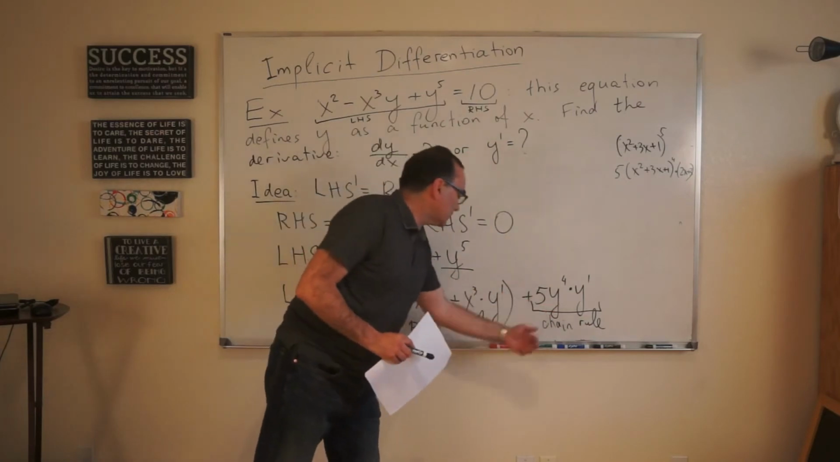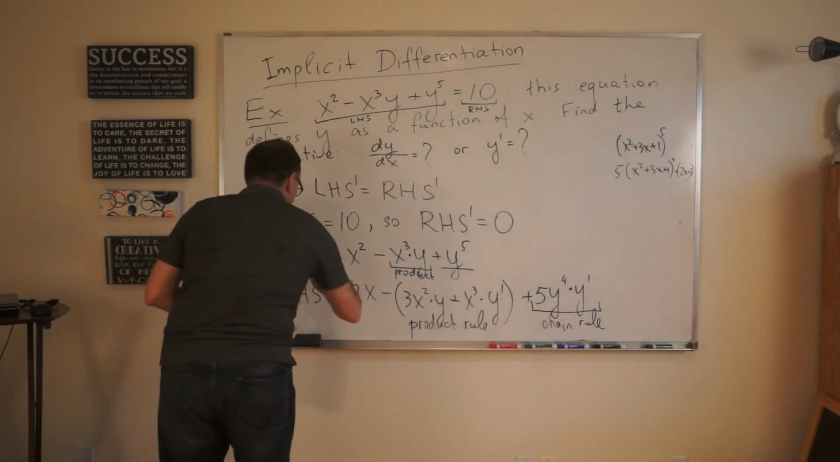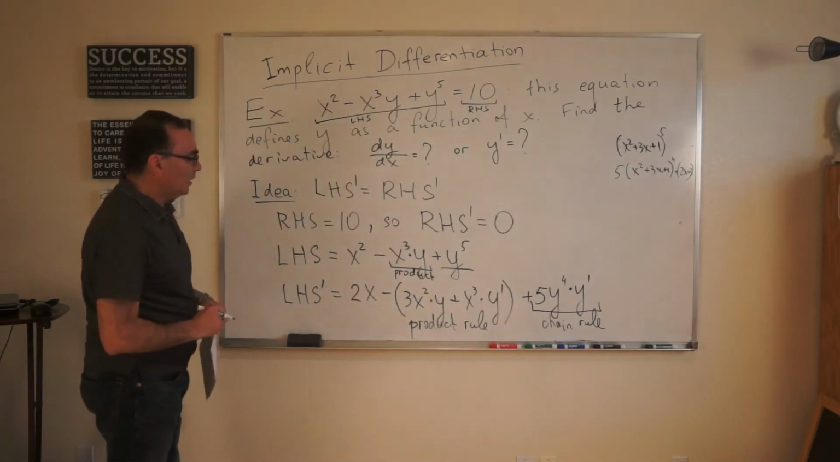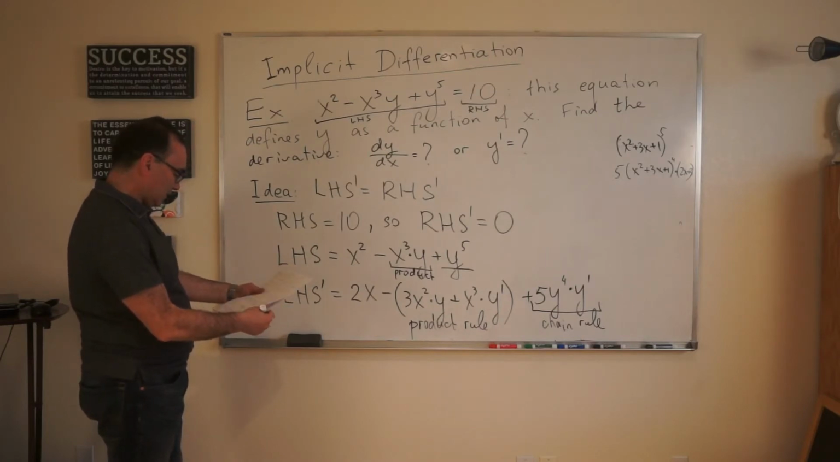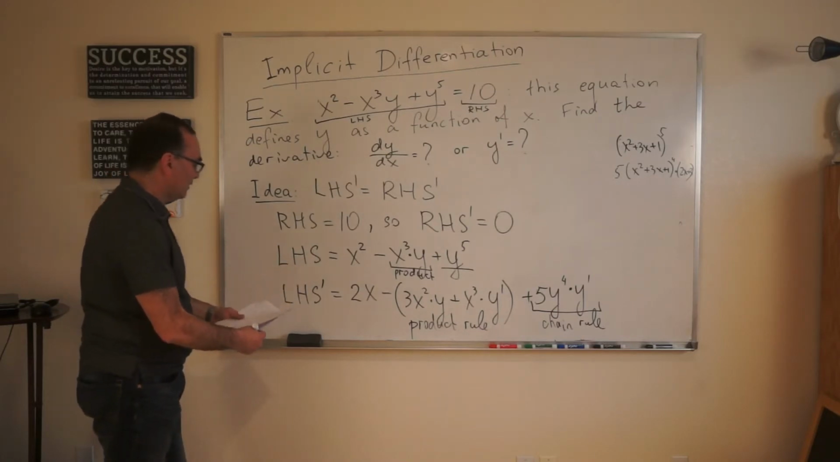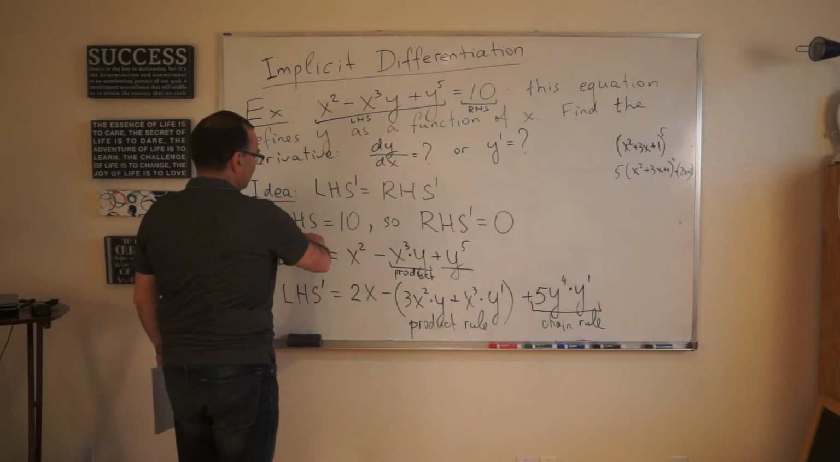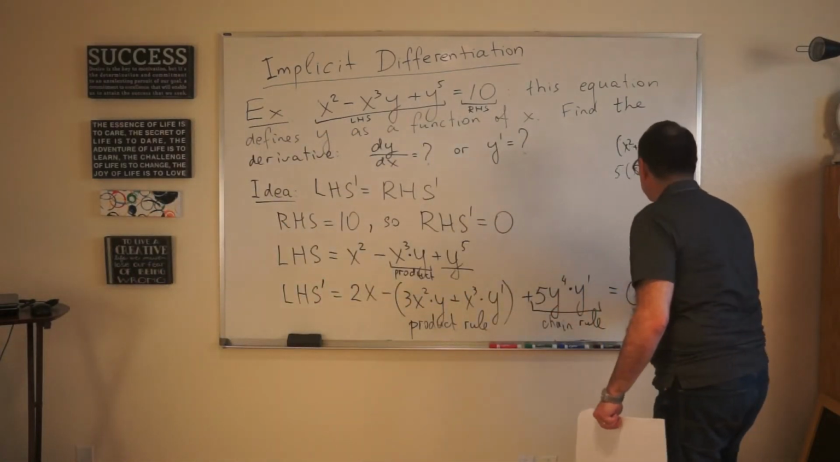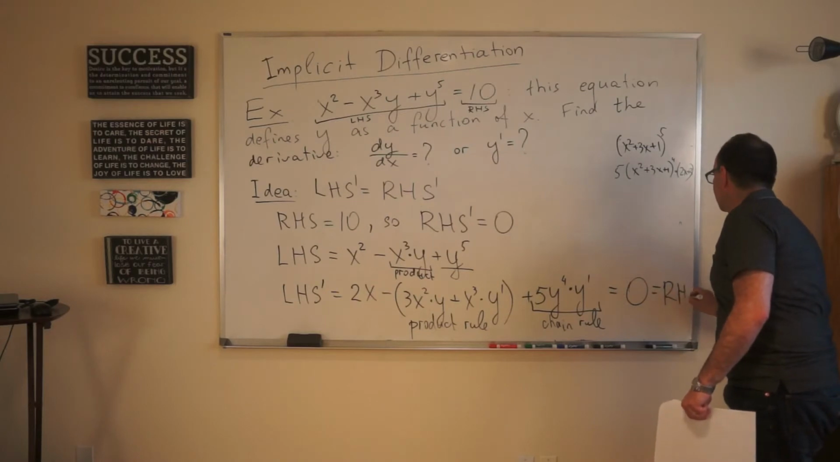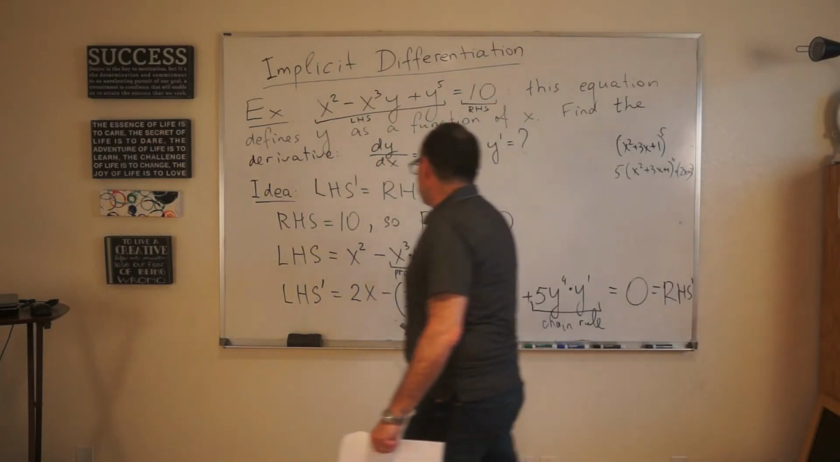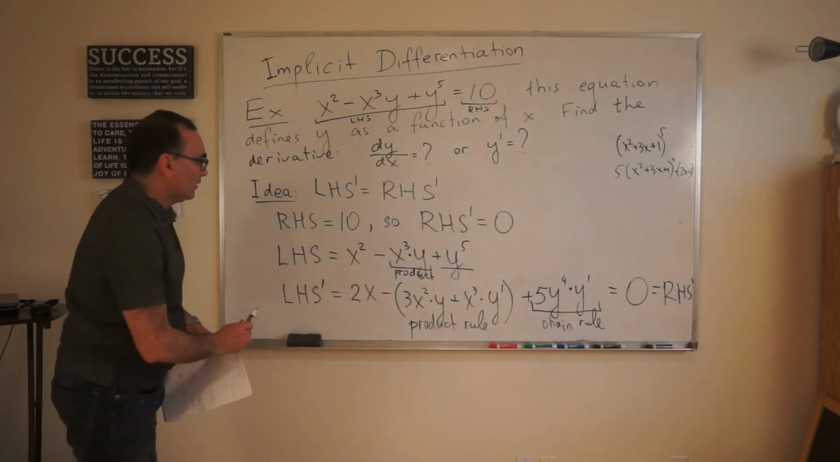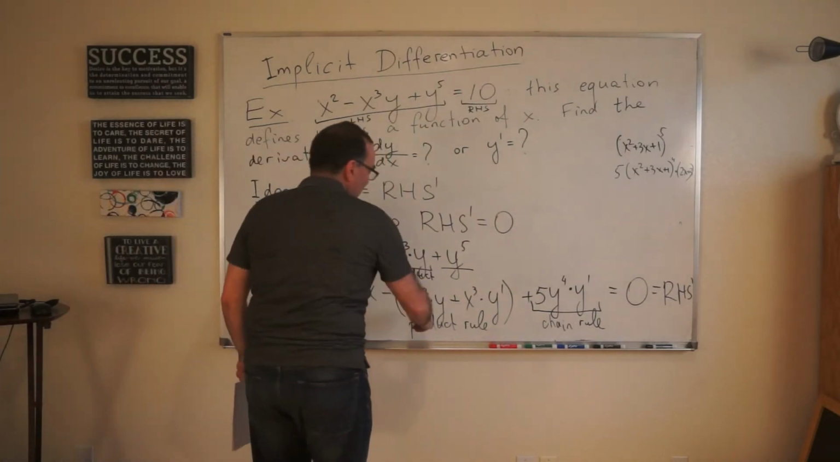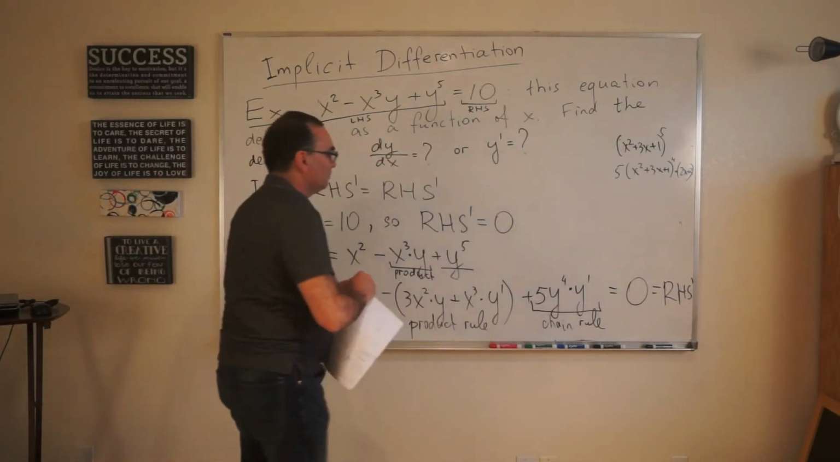So this is the left hand side derivative. And now the left hand side derivative equals the right hand side derivative, and the right hand side derivative we already calculated, it's 0. So now what we got here is an equation involving x, y and y prime. So let me copy this equation.